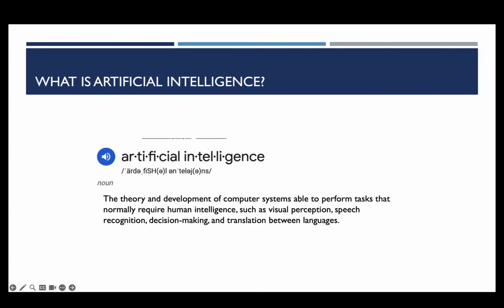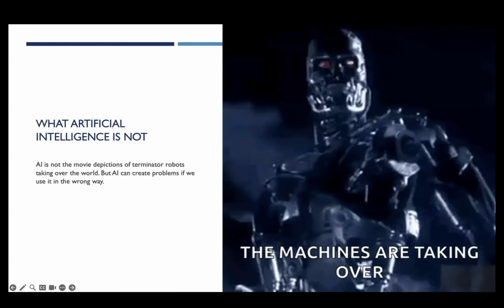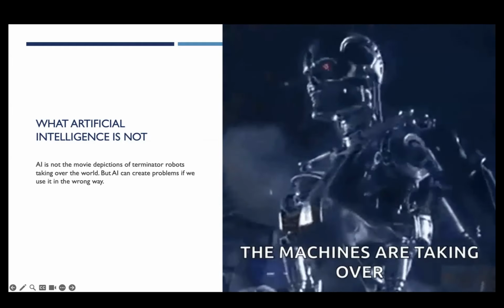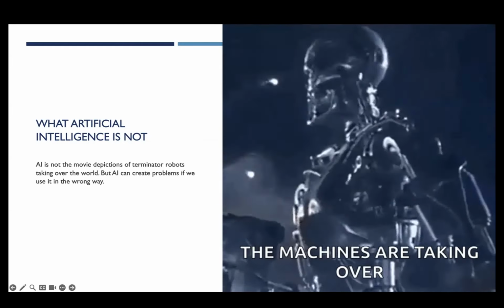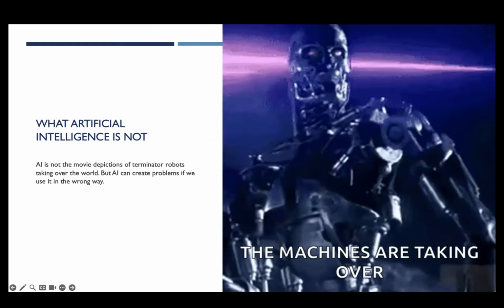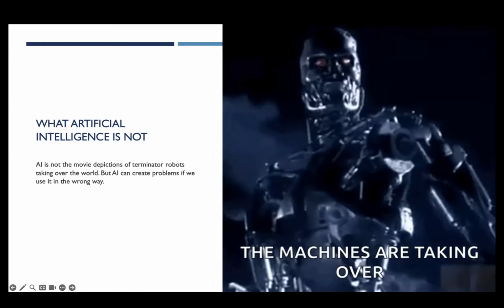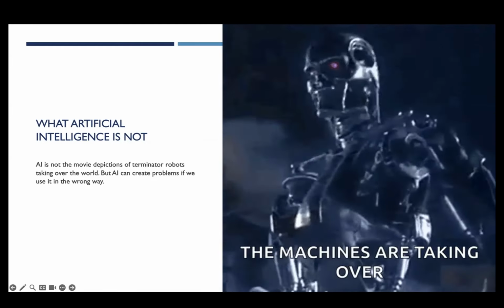So what is artificial intelligence? It's the theory and development of computer systems able to perform tasks that normally require human intelligence, such as visual perception, speech recognition, decision-making, and translation between languages. What artificial intelligence is not: it's not the AI movie depictions of Terminator robots. They're not coming to take over the world or our jobs, but AI can create problems if we use it in the wrong way.